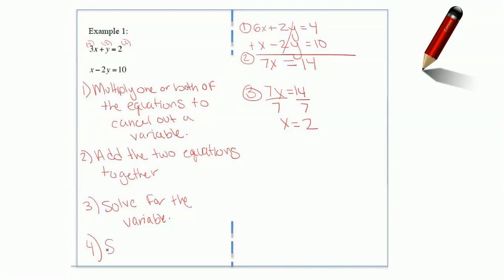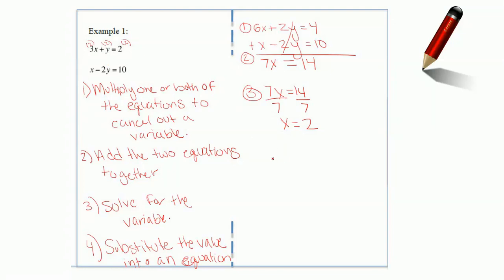Then what we're going to do is substitute the value into an equation. You're going to substitute the value into one of these two equations. Don't substitute it into this one because it's going to be a little harder math. So let's plug into one of these two equations here.